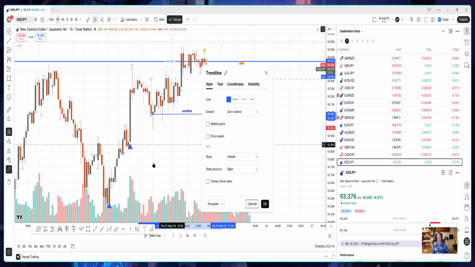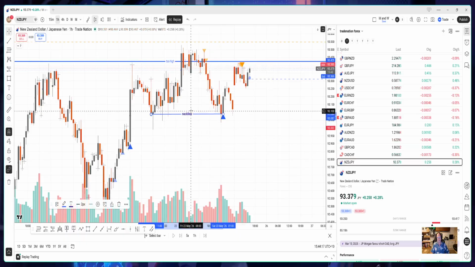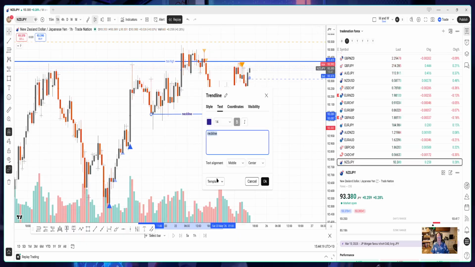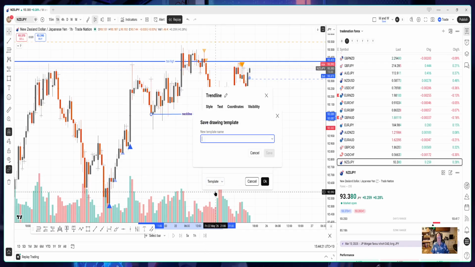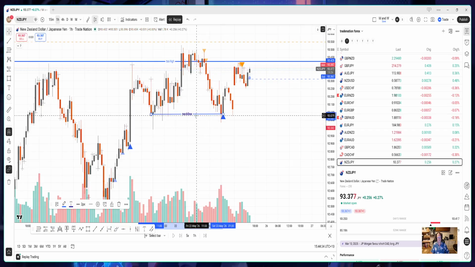I've got to change. I'm just going to save this template. I'm going to put the text in the center, middle, and save it as neckline. No, I don't want to save over the other one. Neckline V2, save. Okay.